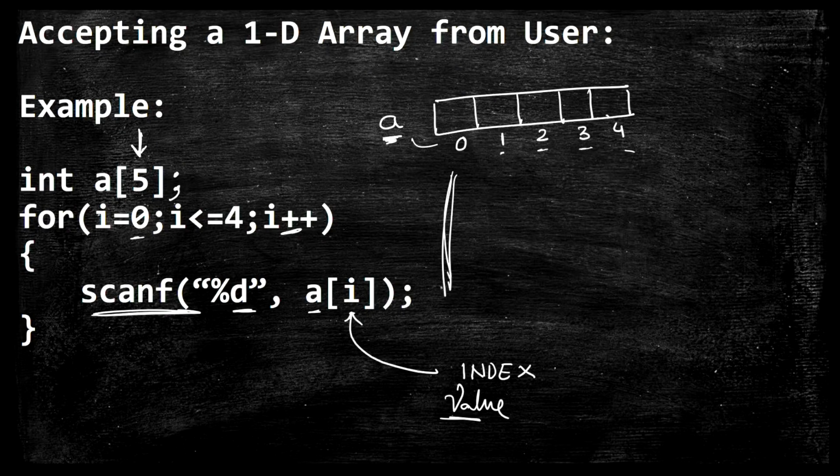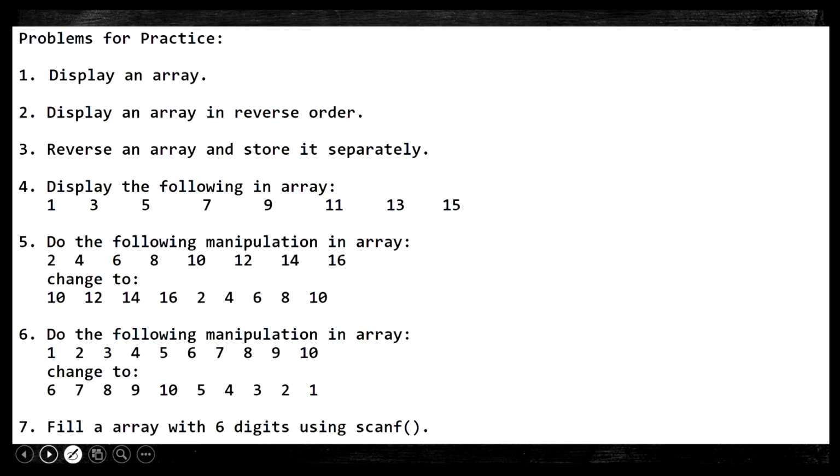So this was about the basic functionality of the arrays. Now we will have some problems for practice, which will allow us to understand the concept of arrays in a much better way, right? So let's start with the first code, that is display an array. It is quite simple. We'll declare an array, assign values to it manually as per our wish, and we will display it. So let's go to VS Code now.